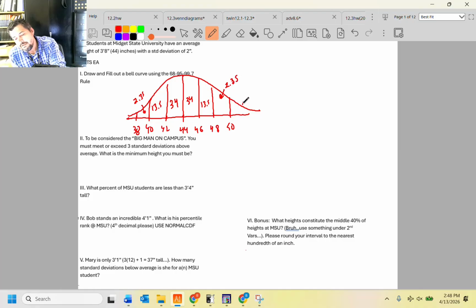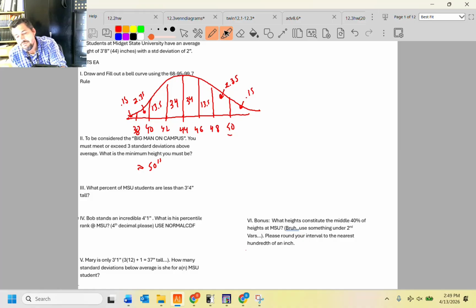So if you split that into 2 individual pieces, you get 0.15%. To be the big man on campus, you got to be 3 standard deviations above average. So once, twice, thrice. You got to be greater than 50 inches. That is the minimum height you can be, is 50 inches tall.